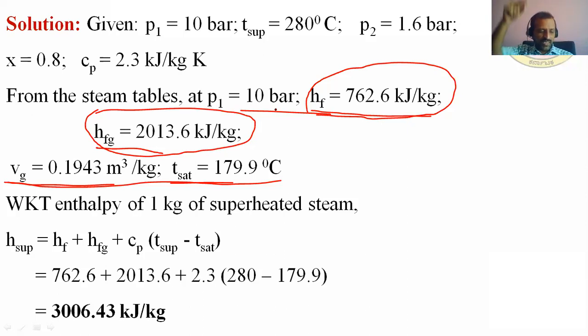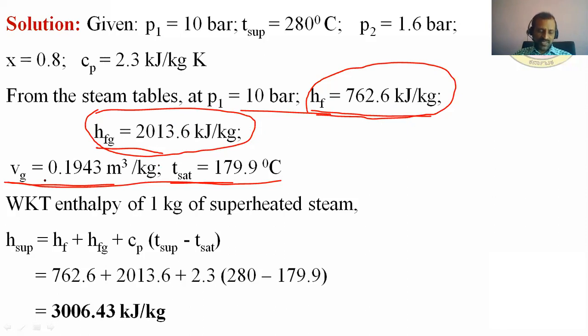Look at the value in the 10 bar row under hf. For 10 bar, what is hf? 762.6 kilojoules per kg. So that is given. Similarly, refer to hfg. hfg is also given as 2013.6 kilojoules per kg.